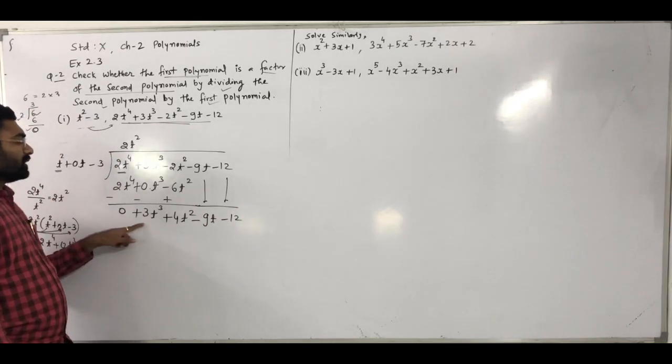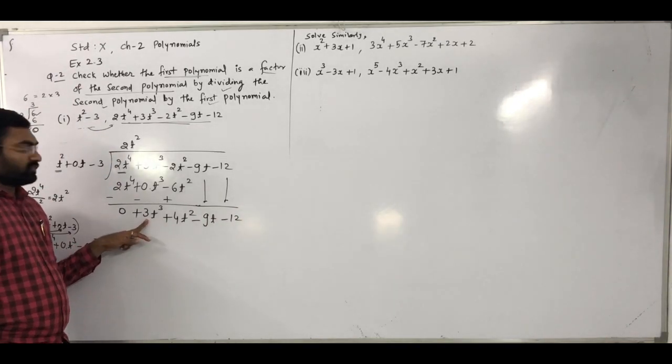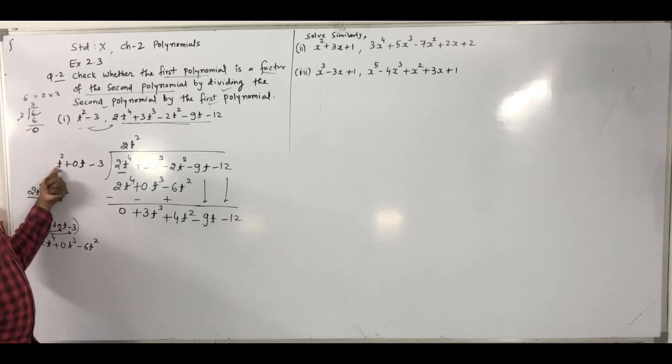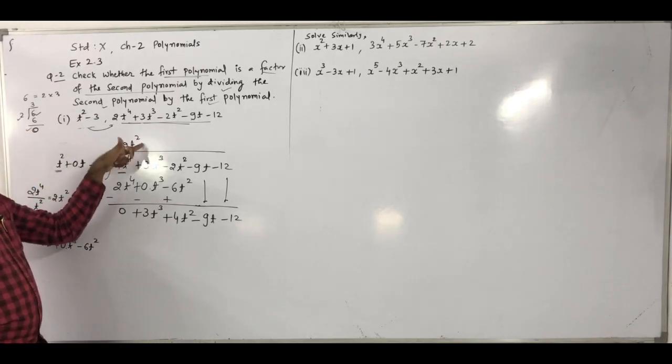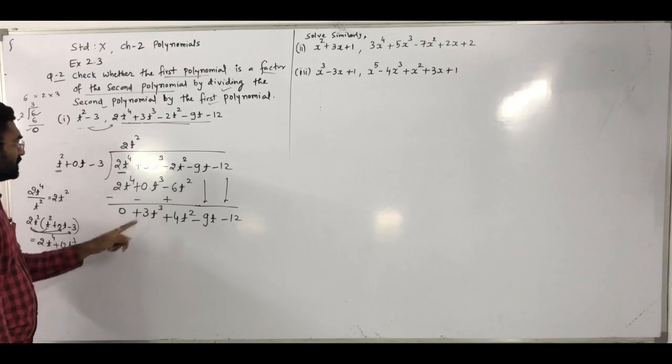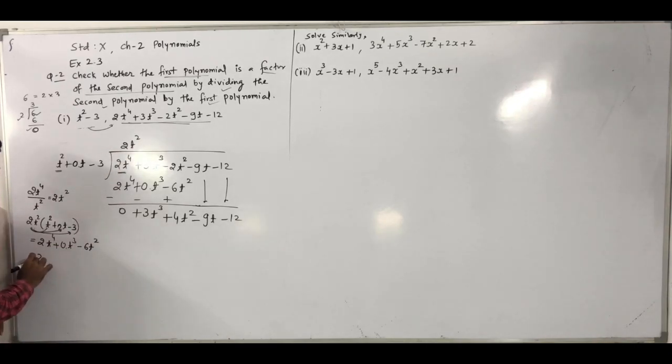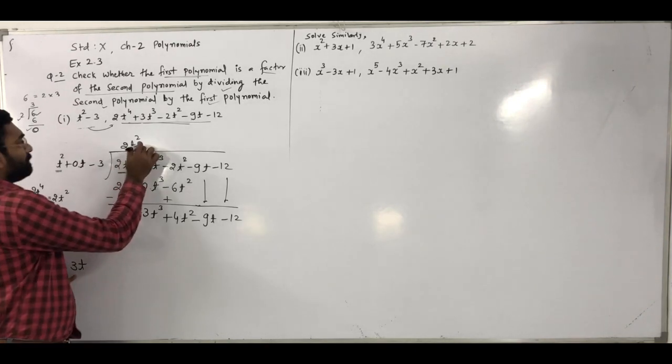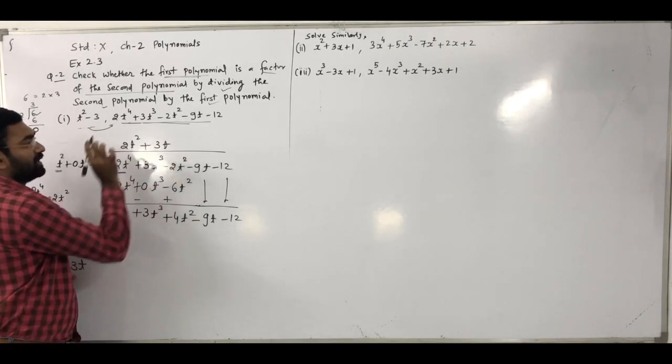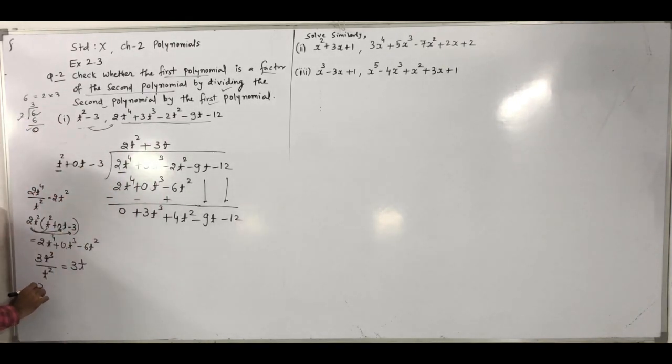Now for the new polynomial, we divide its first term by the first term of the divisor polynomial, so we get the second term of the quotient. 3t cube divided by the first term of the divisor, t square, gives 3t. So this plus 3t is the second term of the quotient. Then we need to multiply it with all terms of the divisor polynomial, t square plus 0 into t minus 3.